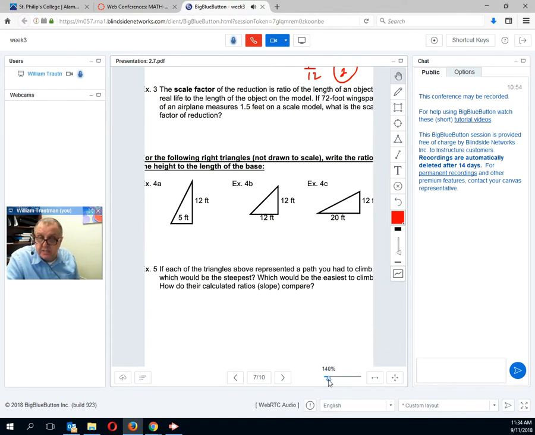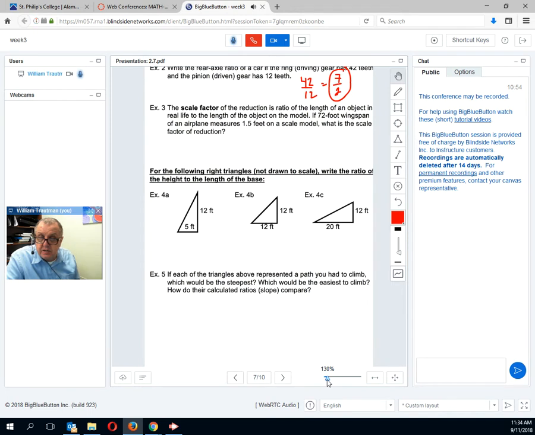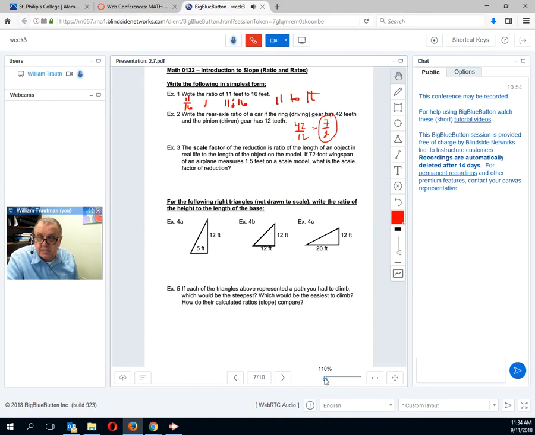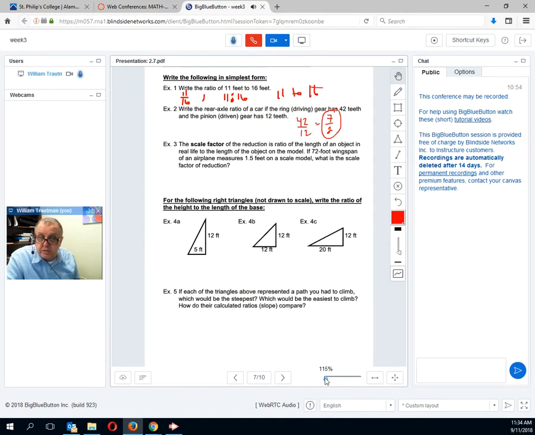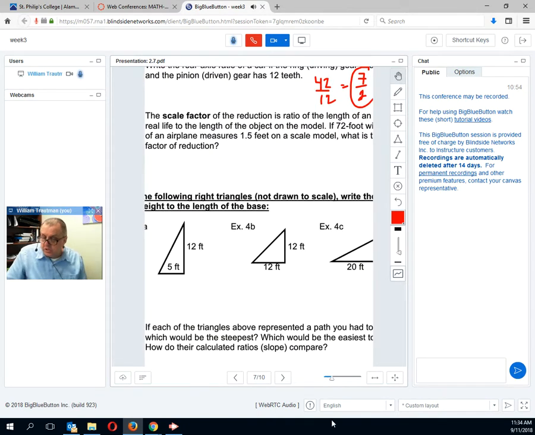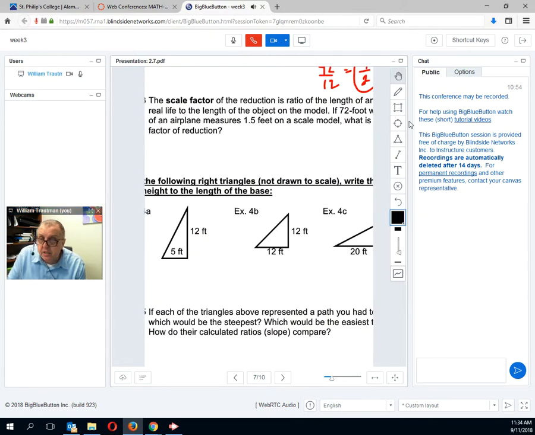Find the following right triangles. Write the ratio of the height to the length of the base. Okay, so height to the length. In other words, height is first. This is my height. If I do this one, this is my height, 12, and then the length of the base is 5. 12 over 5. Don't forget, you can write it like this too, 12 to 5.